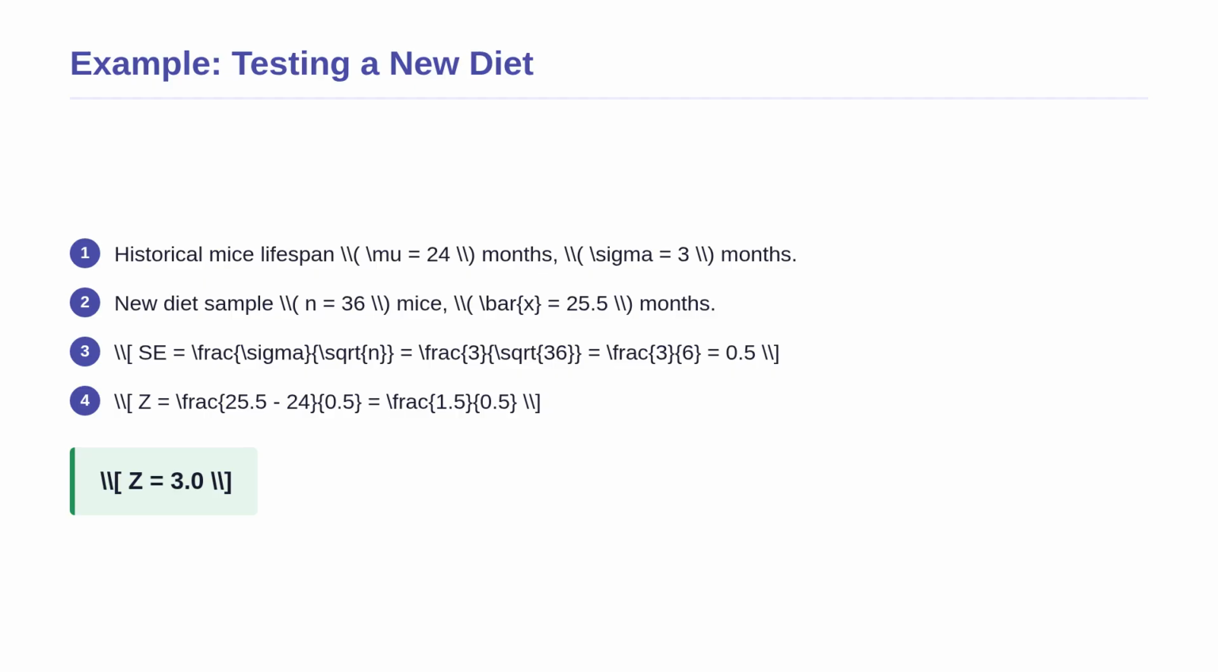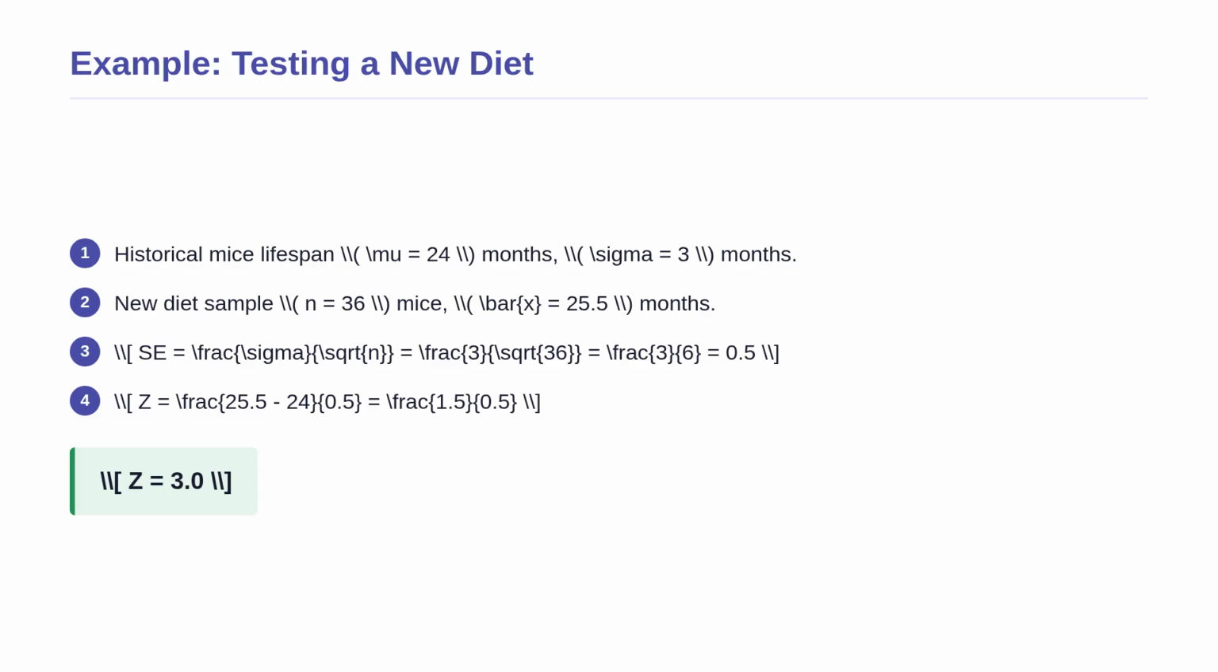Let us apply this formula to a concrete example. A biologist knows the historical average lifespan of a specific breed of laboratory mice is 24 months, with a known population standard deviation of 3 months. She feeds a new vitamin-enriched diet to a large sample of 36 mice and finds they lived for an average of 25.5 months. We need to determine if this 1.5-month increase is real or a statistical fluke.